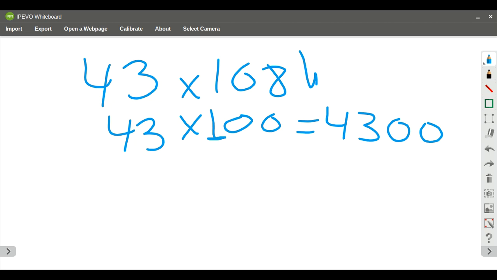Well, here I rounded down, and here I stayed the same. So is this going to be an overestimate or an underestimate? Well, if I didn't change this number, but I rounded down on this number, it's going to be an underestimate.